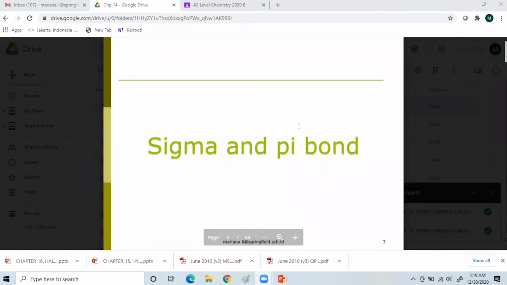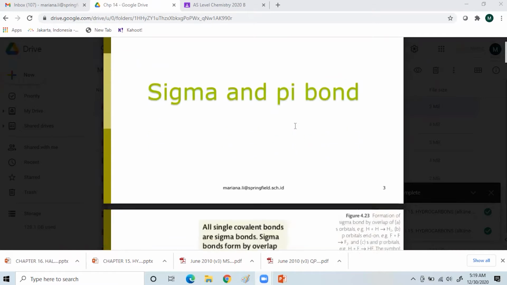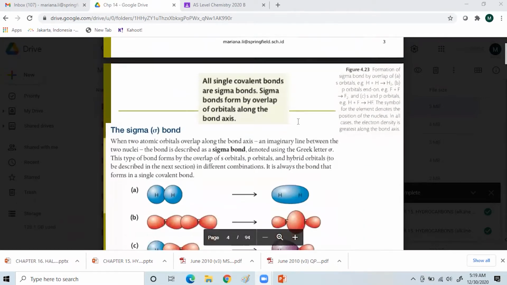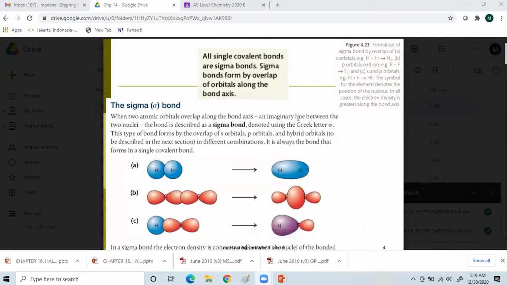Okay, so let's recall sigma and pi bonds. Actually, you have already learned about this in chapter 4 about chemical bonds, but specifically we will discuss organic compounds. This is a sigma bond. A sigma bond is formed because of the overlap of orbitals along the bond axis.